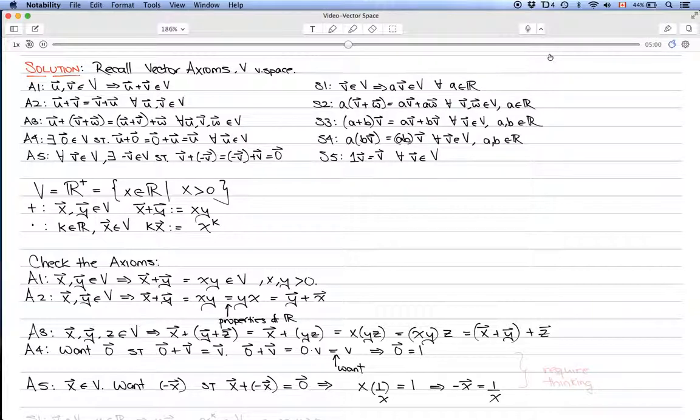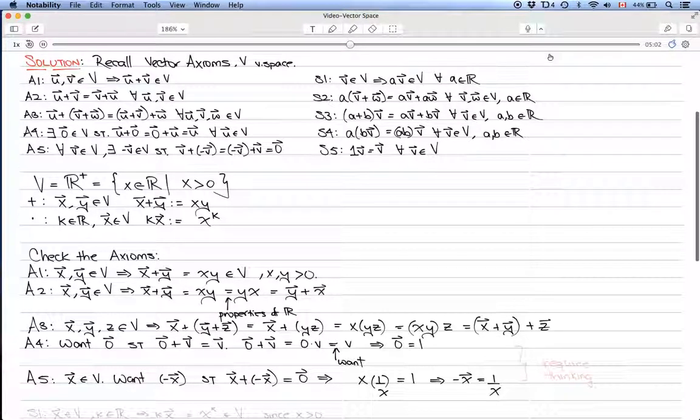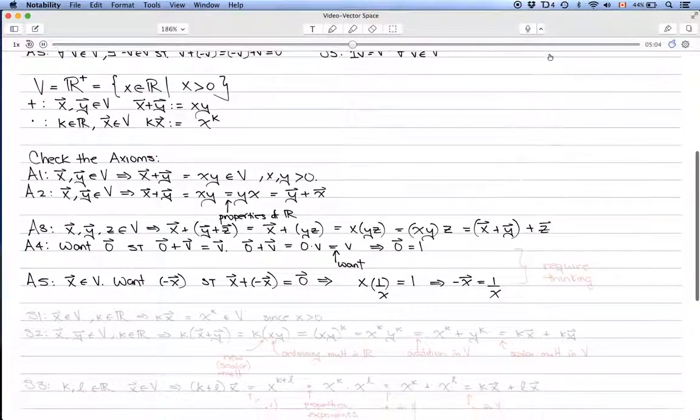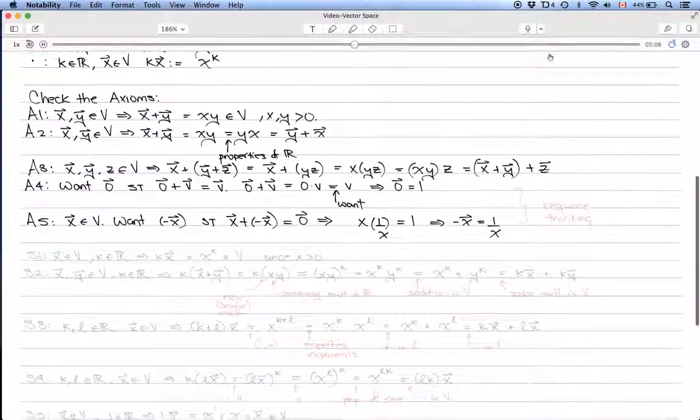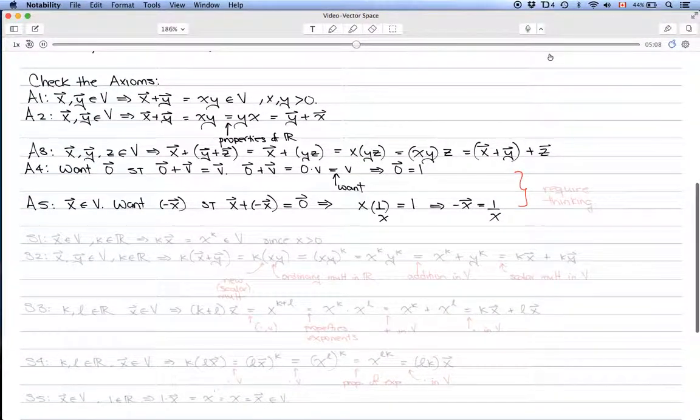So we've shown that for any x in our set V, there is a negative x, such that when we add those two quantities, we get the zero vector back. So for the addition axioms, it's just A4 and A5 that require a little bit of thinking. Let's quickly go over the scalar multiplication axioms.